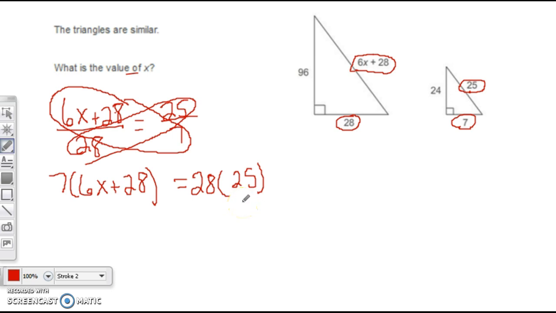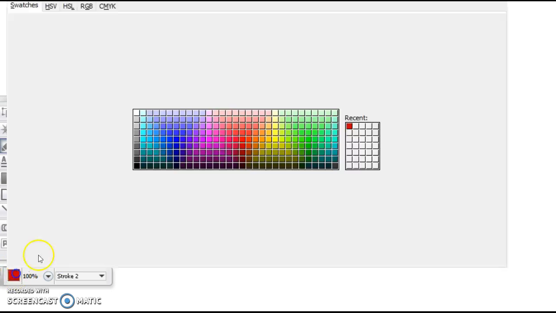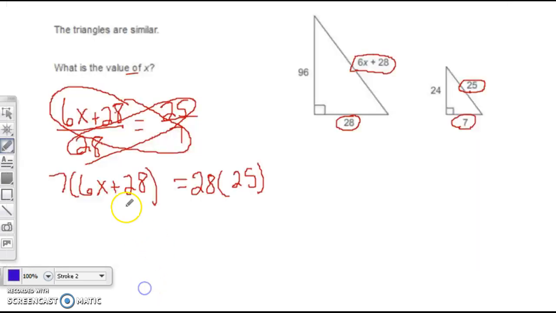Okay, so we need to distribute that 7, and that's a step that a lot of you will miss, so don't be that person. Make sure you get this right. We need to do 7 times 6x, and we need to do 7 times 28. We have to multiply it by both pieces.